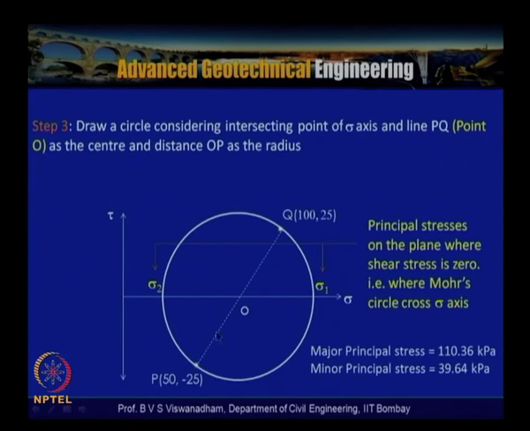Now the principal stresses are nothing but the stresses on the planes where the shear stress is 0, that is where the Mohr circle crosses the sigma axis. By measuring from the graph, we can get sigma 1 as 110.36 kilopascals here, and sigma 2 here as 39.64 kilopascals, from the measurements of the graph.